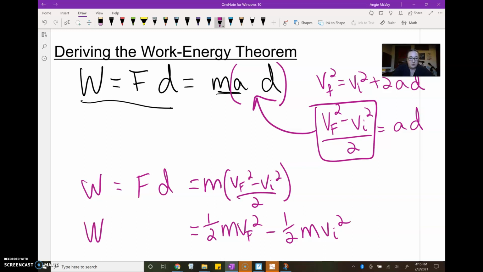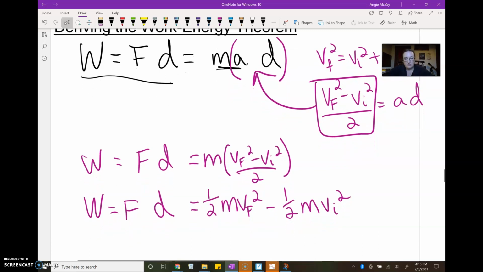So here we can say work is equal to a net force times the displacement that net force caused, and that's equal to 1/2 mv final squared minus 1/2 mv initial squared. What is 1/2 mv squared? We just talked about that a moment ago. That's kinetic energy, right? So we could write this as kinetic energy final minus kinetic energy initial, and they're being subtracted.